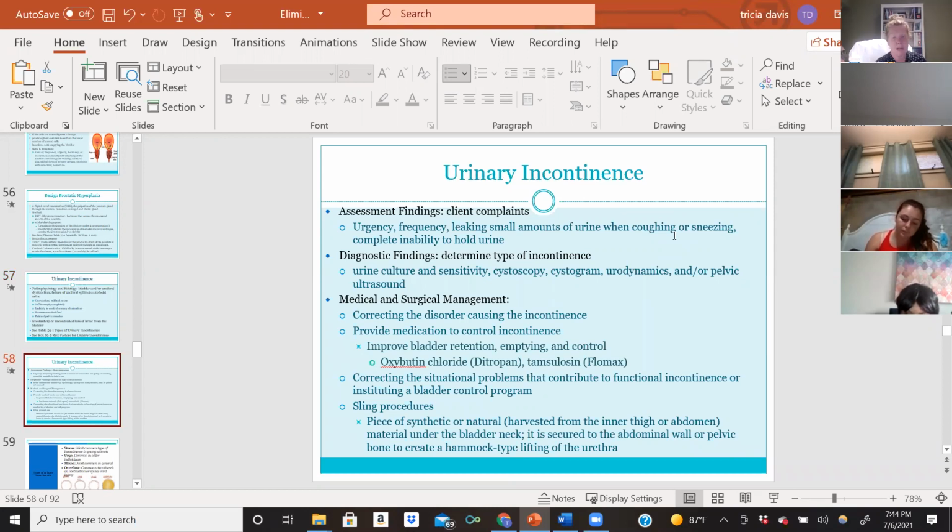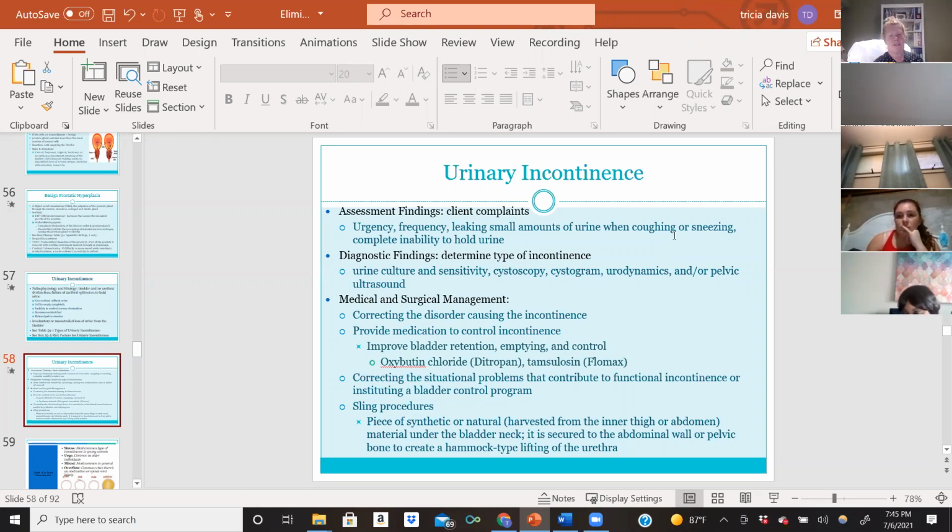So some patients might report that they have urgency. So when they have to go, they can't wait. Or frequency, they go every hour, every 2 hours. They might report that when they cough or they sneeze or they laugh, that small amounts of urine come out. That's stress incontinence. Or they might have the complete inability to hold urine. So they never really know, hey, my bladder's full, I have to go. They never get that. Urine just comes and it releases and they have no control over it.